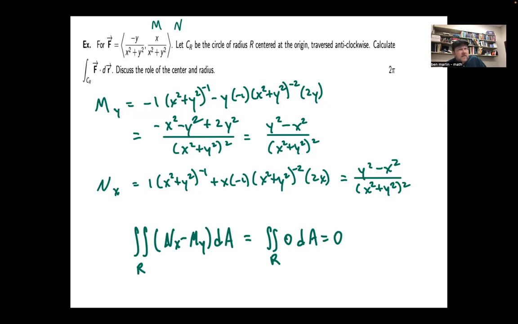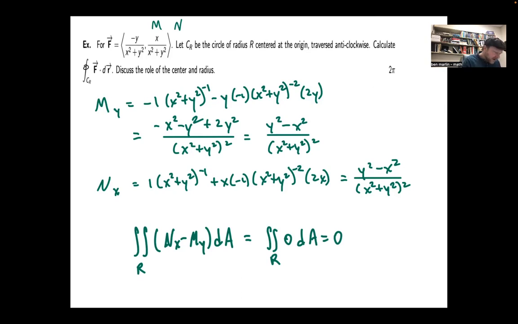All right. So first of all, this says to calculate the integral of F dot dr for this region, and I forgot to put a little circle on there. So let me put a little circle on there to make sure it's the right thing. So we've got this circle of radius r centered at the origin. And so we're going to parameterize it in the usual way. But let's go ahead and apply Green's theorem to this.